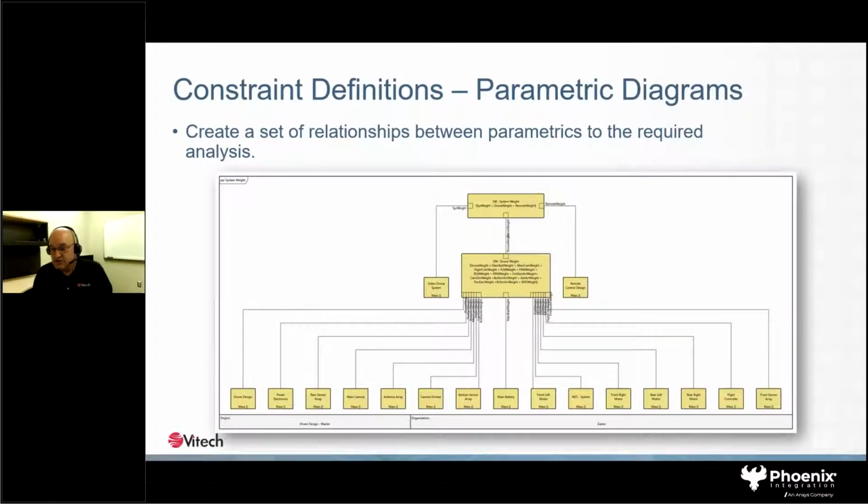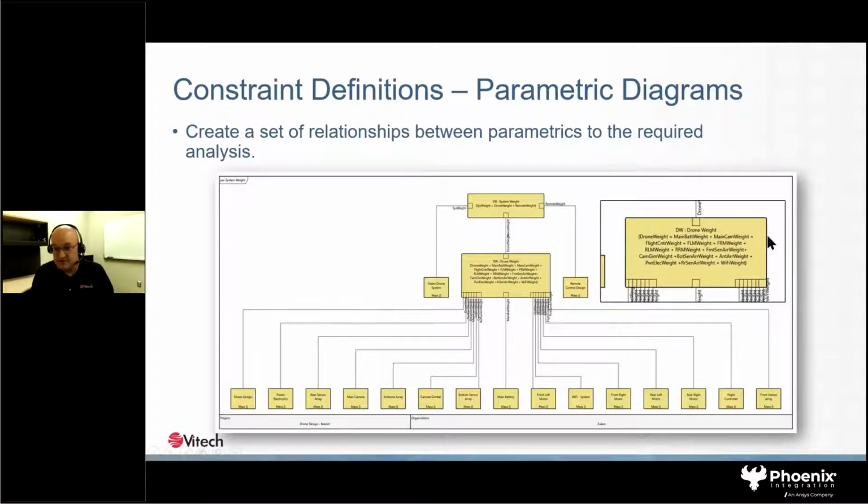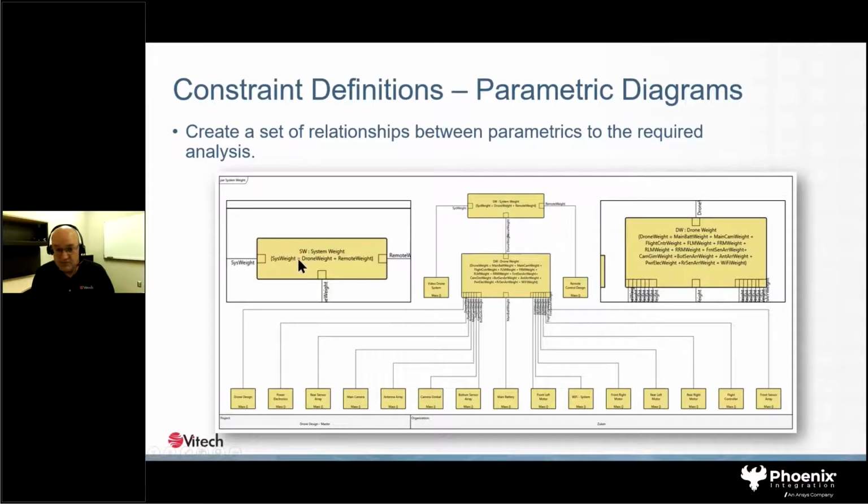In this case, we take those parameters and we start to build these constraint definitions. This is a parametric diagram where we connect all of those parameters into an understanding of what is that calculation? What is that analysis that I need? In this case, I've taken the drone, specifically we're going to talk about the overall system weight, but I've taken the drone weight as the main block here, and it ties in then all of the components below, each having their own mass. We then roll that up into the system weight, which then takes into account both the drone weight and remote control weight. In this case, I've represented the remote control weight as a single mass rather than the sum of its components, ultimately leading to a video drone system weight.